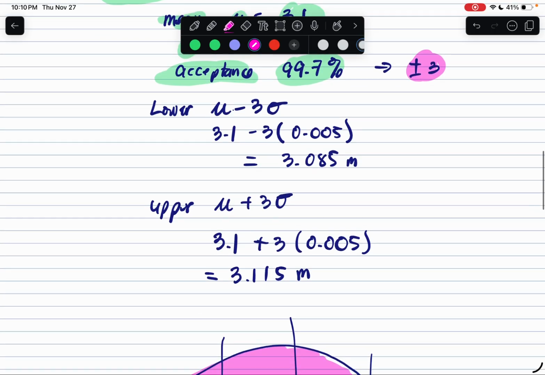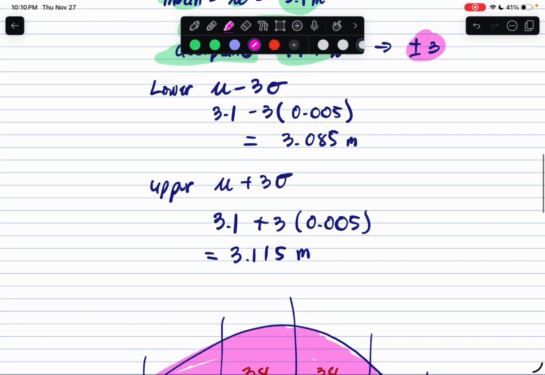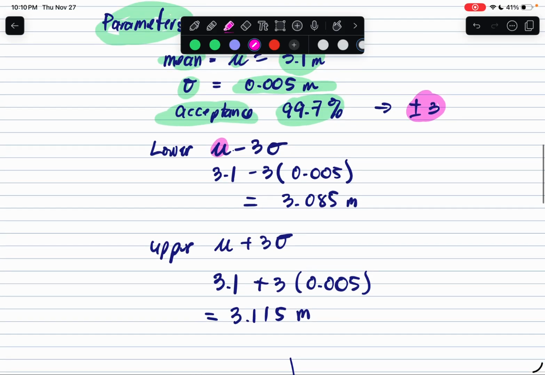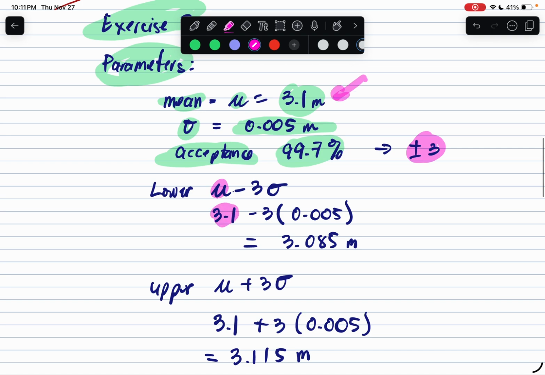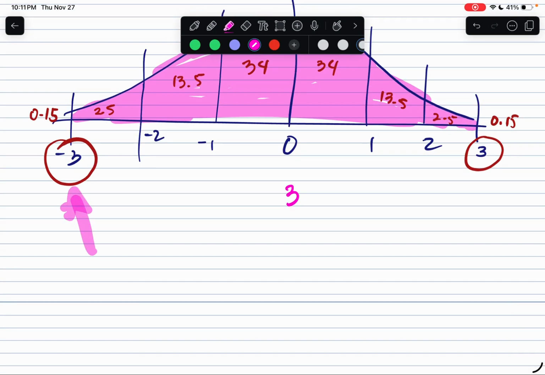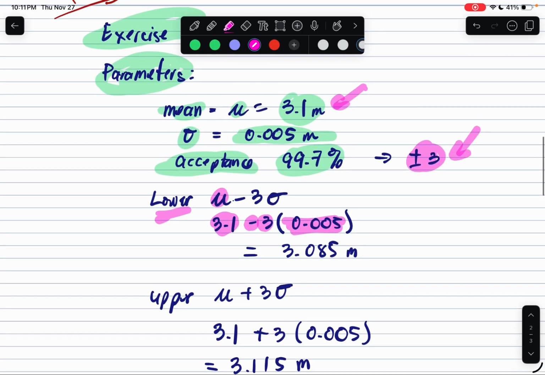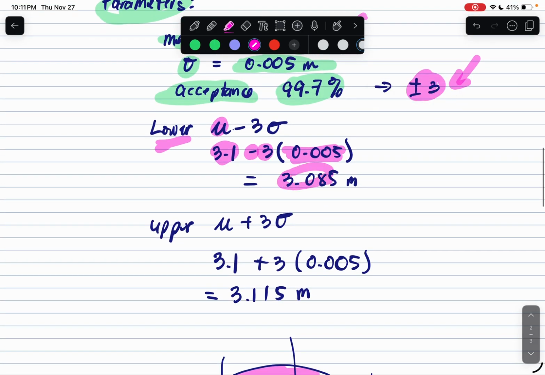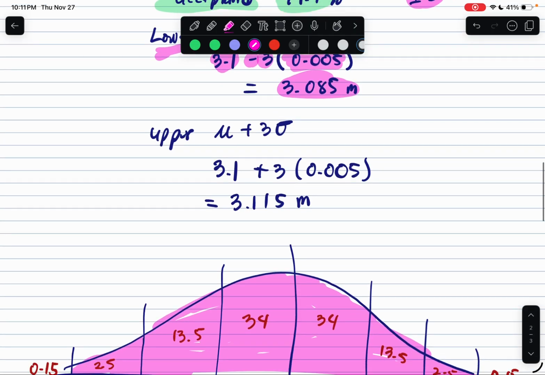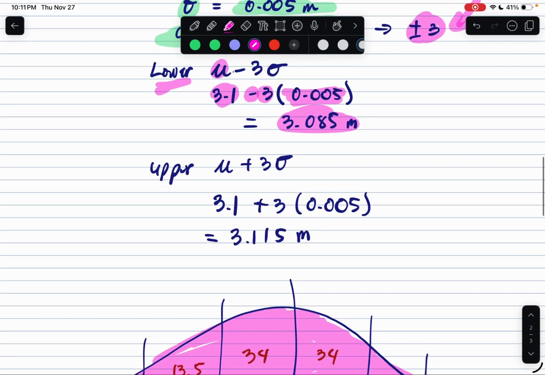So how do we find the lower and the upper limit? It's very easy. You just have to get mu, which is our mean, which is 3.1. So 3.1 minus 3, which is from here. This is our lower part, times our standard deviation, which is 0.05, and then we got here 3.08. So that's our lower limit. And for the upper limit, instead of subtracting, we're going to add. We have 3.1 plus this one in here, and then you got this one.